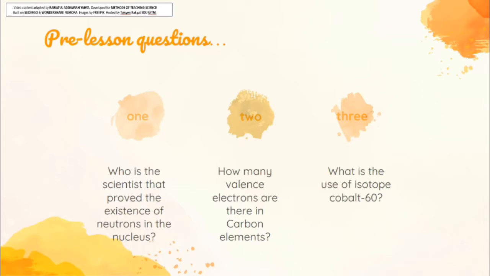Alright, the first question is, who is the scientist that proved the existence of neutrons in the nucleus? Question number 2. How many valence electrons are there in C elements? Question number 3. What is the use of isotope cobalt-60?